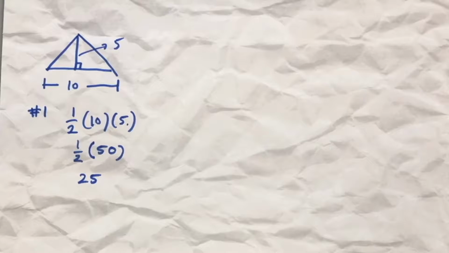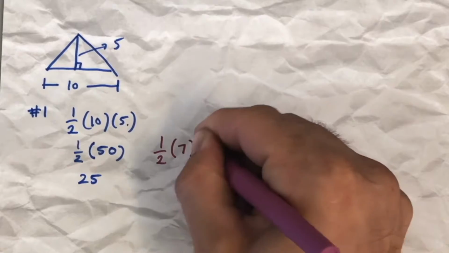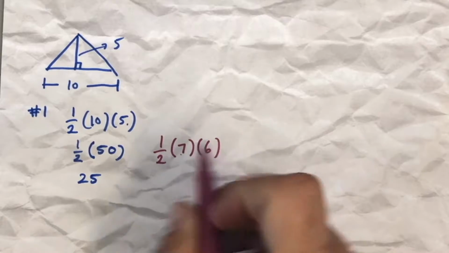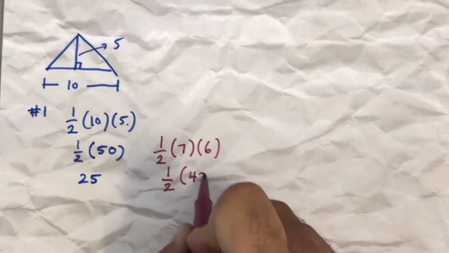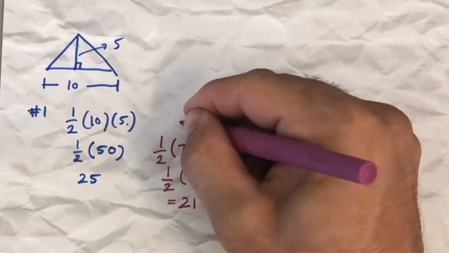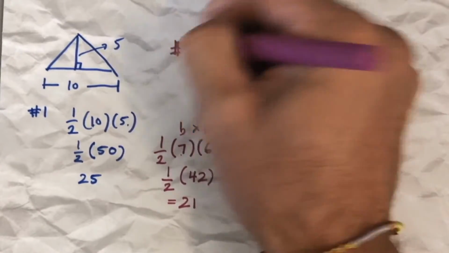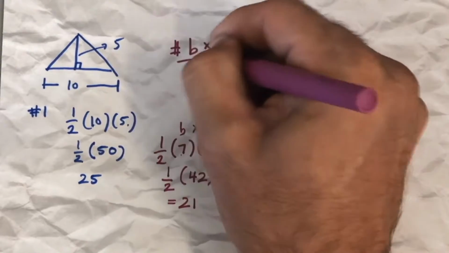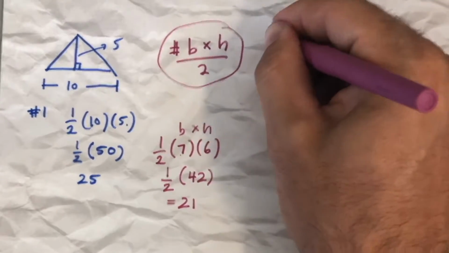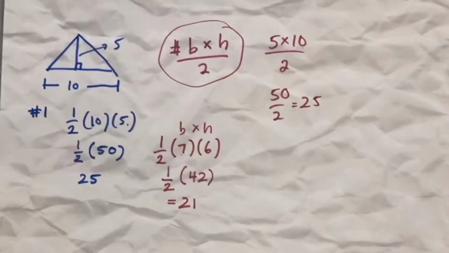Because what could happen is you could get a 1/2 times 7 times 6, and finding half of 7 is 3.5. But if I do 7 times 6, 42, well, that's a little bit easier to find half of, and I can find 21 here. So a lot of times I like to do my base times height first, which is why our second equation, which I showed you on the previous page, is base times height over 2. So you could see area as 5 times 10, 50, 50 over 2, which is 25.